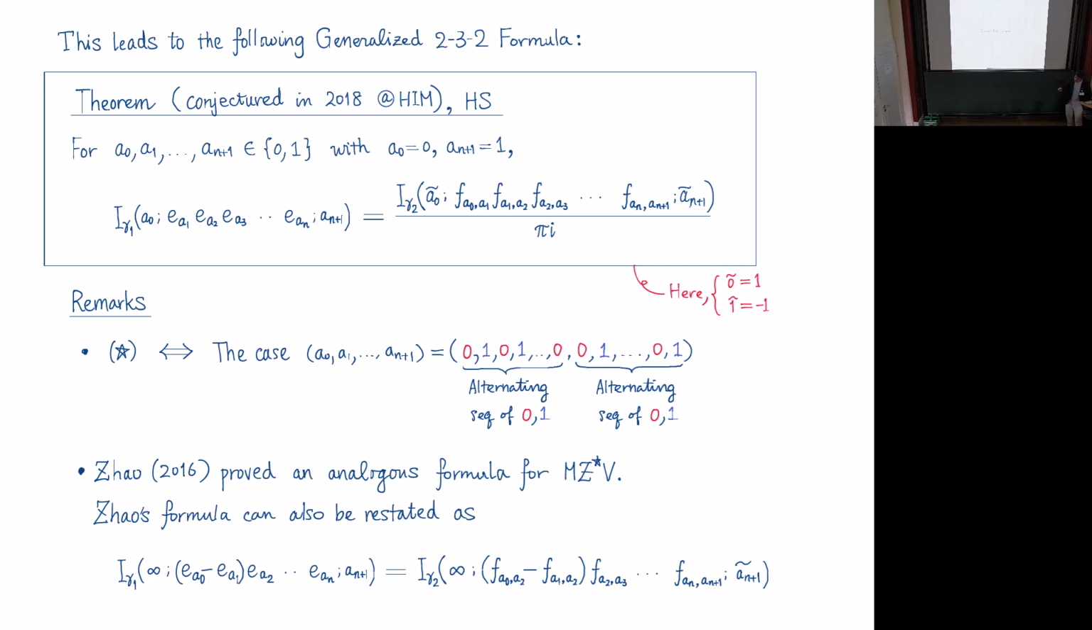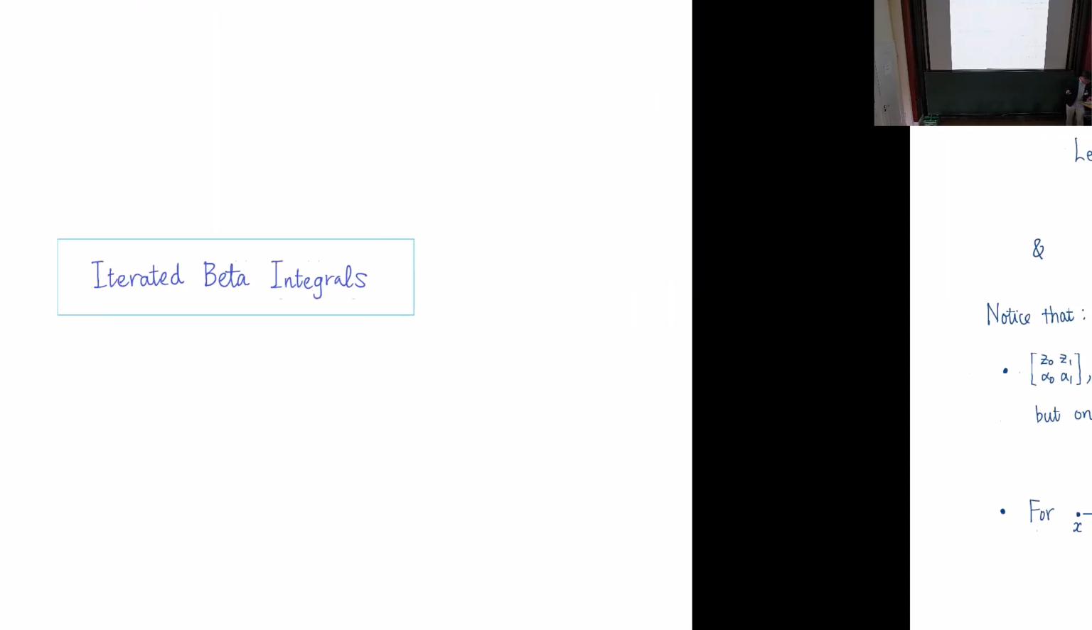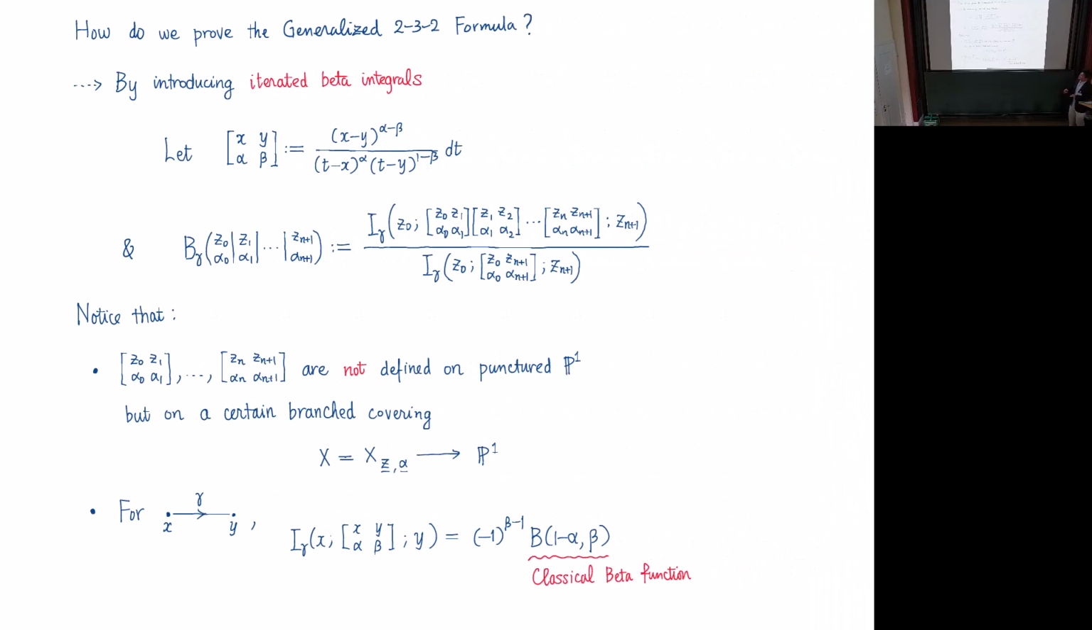Okay, so this is the generalization that we discovered at that time, and now it's a theorem, and how did we prove it? By iterated beta integral. So what is an iterated beta integral? It's an iterated integral of those differential forms that typically appear in the beta integral. The numerator is just a normalizing factor, because it only depends on x and y. So this is a differential form whose variable is t, and x and y are just some complex numbers that parameterize the differential form, and alpha, beta are also parameters for this differential form.